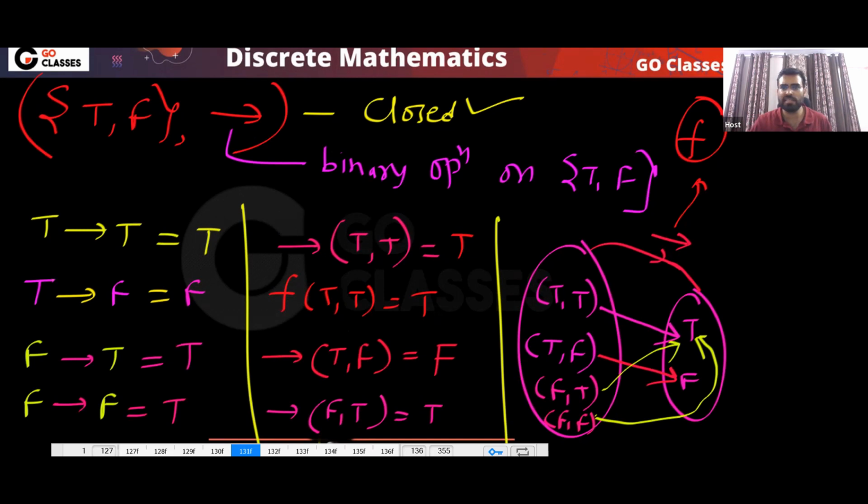So all these three things are same. So this binary operation is a function. Basically, you can treat this binary operation as a function. You can treat this implication as a function. So all these three things same.